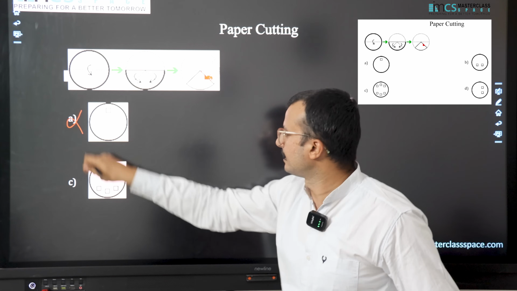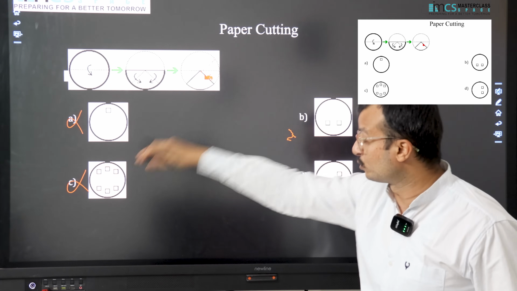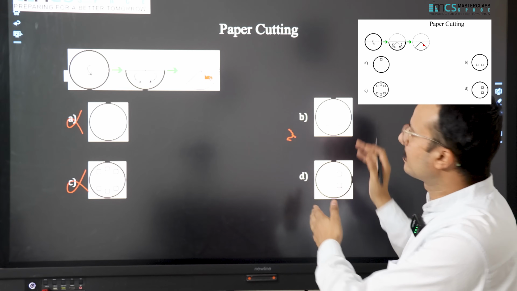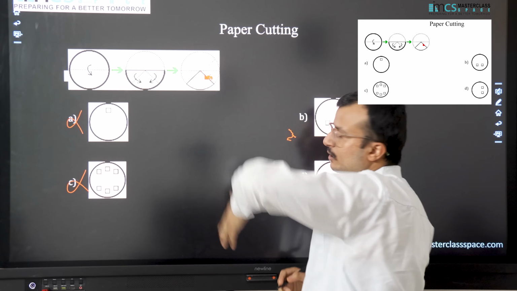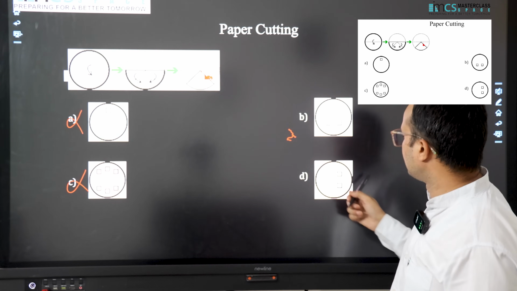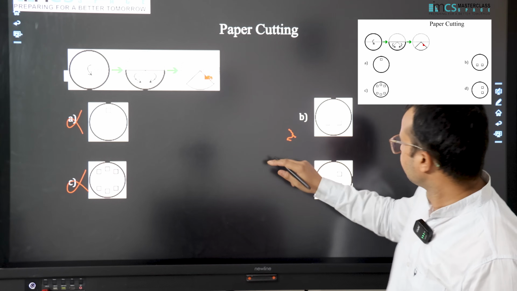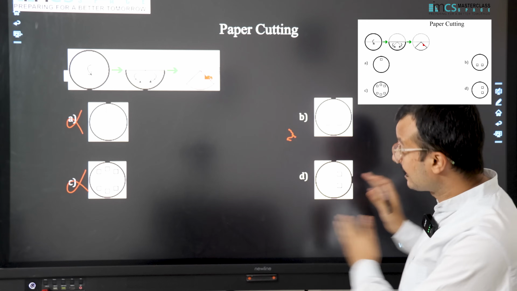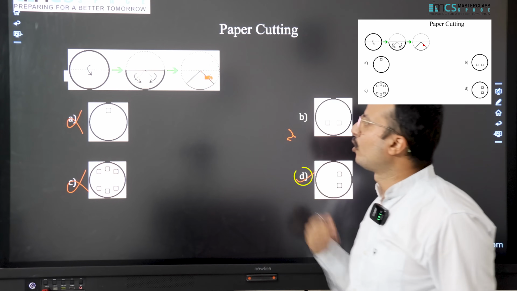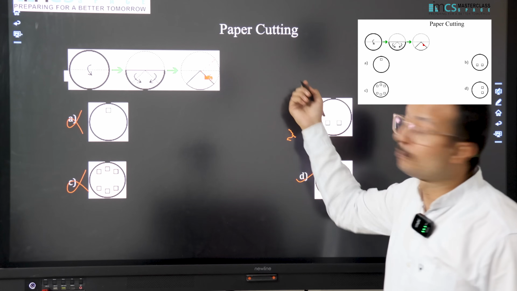This one is rejected, this one is rejected, too many squares, too few squares. This one is fine, but this would have worked well when the fold was along the center, then it would have been symmetric along the center. So this is your right answer, because the cut or the square remains towards the right only. So that's how you think of the paper cutting question.